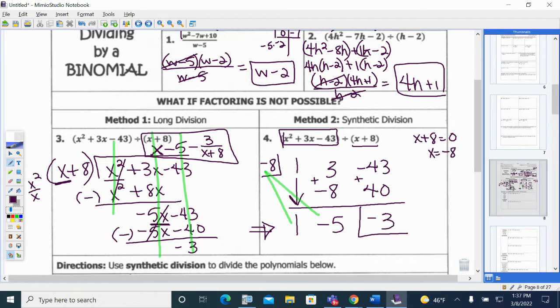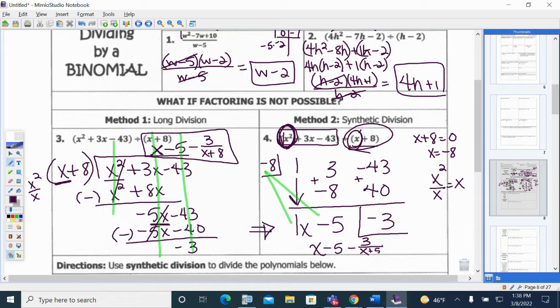Now, again, I just said a second ago, the bottom row is our answer. You just have to interpret it. And I want you to think back to the very first term. If I take x squared and I divide out an x, I'm going to get an x. So if you take that beginning and decrease its exponent by 1, your answer at the bottom starts out with an x. So your final answer is x minus 5 minus 3 over x plus 8.